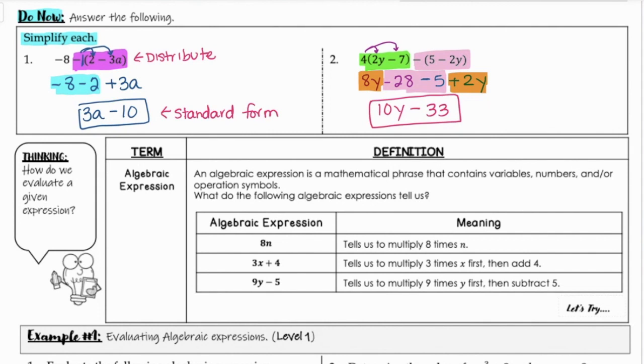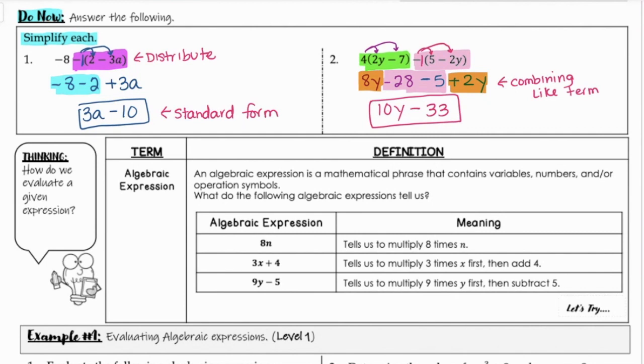For number 2, a little more challenging because we had a double distribution here. There is an invisible -1 being distributed to the second parentheses. We distribute first, just like before, and then at this point, we are combining like terms, and we always want, again, our answer written in standard form. So the variable term must come first.